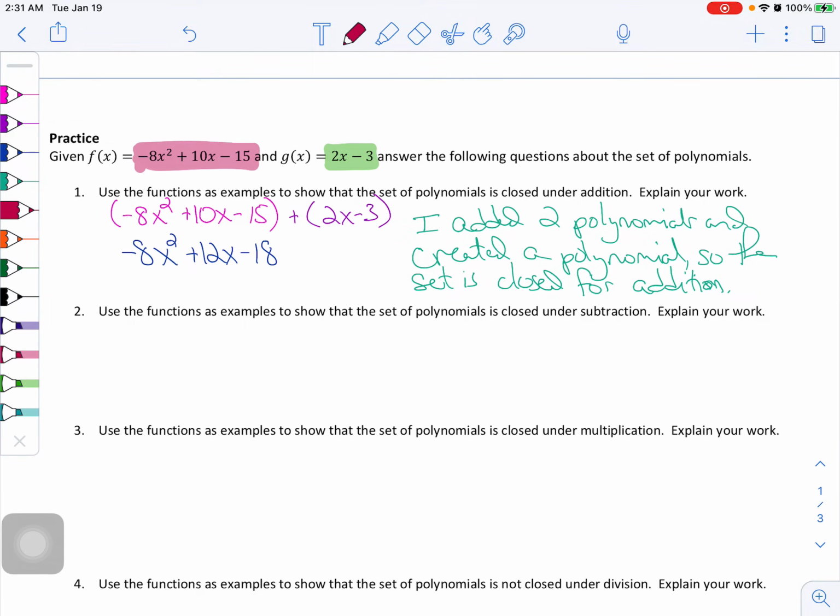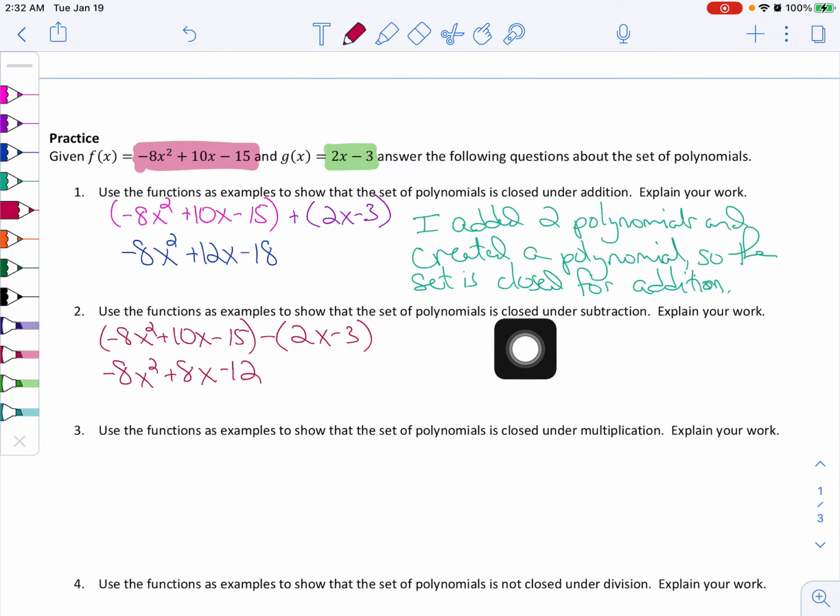Let's take a look at problem number 2. Use the functions to show that the set is closed under subtraction. All right, we'll do the exact same thing. Negative 8x squared plus 10x minus 15 minus 2x minus 3. So combining like terms, remembering that you're subtracting, so plus 8x and then minus 12. So explain your work, take the exact same thing, but instead of adding and closed for addition, I subtracted two polynomials and created a polynomial. So the set is closed for subtraction.